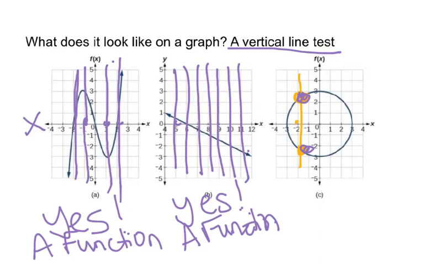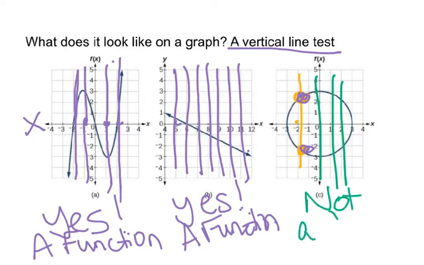So the -2 crosses it twice, and if you went ahead, like here at 0, it's going to cross it twice. Doesn't matter, it could cross it 14 times. For it to be a function, it may only cross the graph once. These vertical lines that are going through the x-axis can only go across the graph once in order for it to be a function. So this one is not a function.